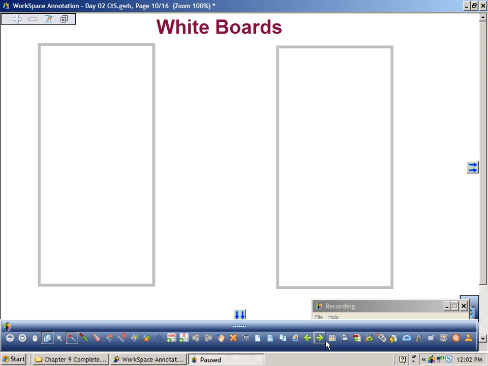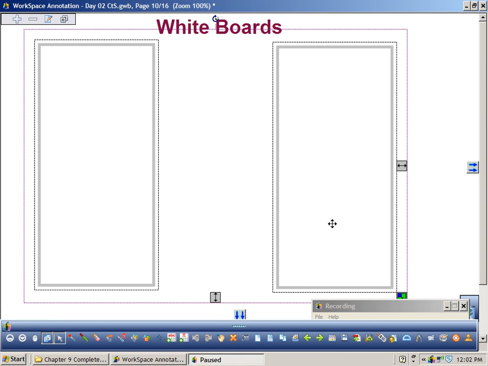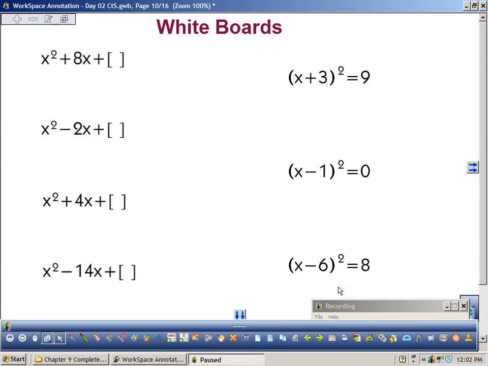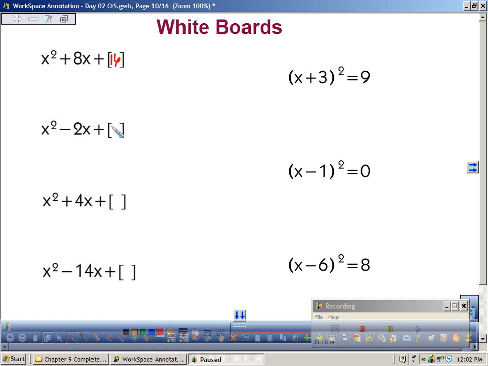Okay. Let's try some more. No, we don't have time for whiteboards today. What goes here? Which one's harder? 1. 2 divided by 2 is 1. 1 times 1 is 1. Goes here. What goes here? Good job. You guys got it.